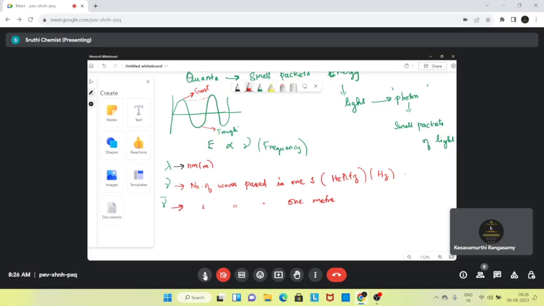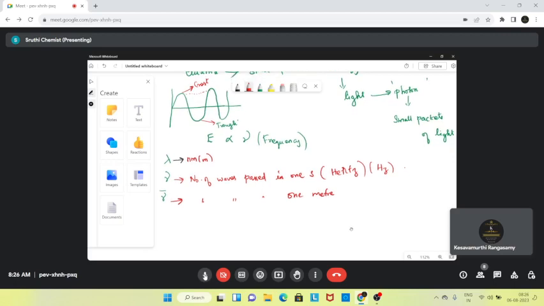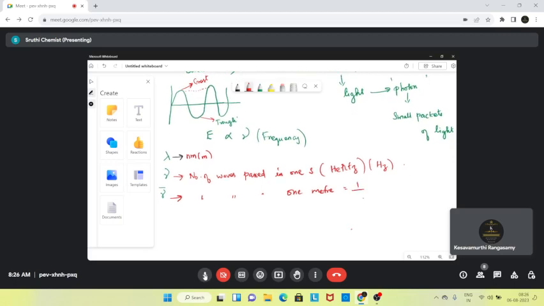And what is the wave number? It is the number of waves passed in 1 meter. That is your wave number. So it is the opposite of lambda actually. This is 1 by lambda, so the unit is meter inverse. You can write it as meter inverse.